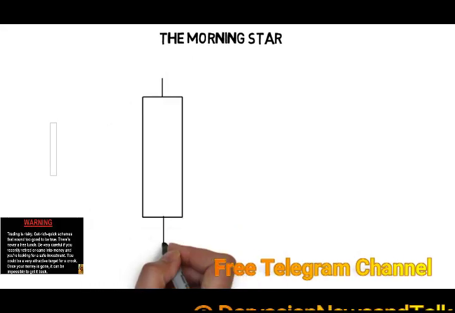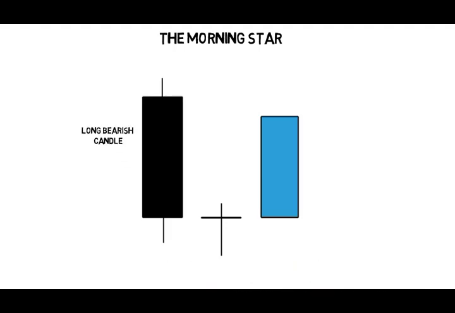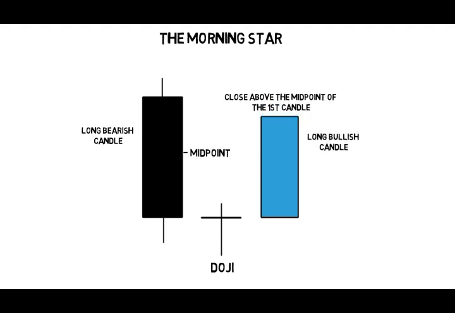The morning star is a 3 candlestick bullish reversal signal. The first candlestick is a long bearish one. The second candle is a small candle. Perfectly, it will be a doji, representing indecision in the market. And the third one is a long bullish candle that closes above the midpoint of the first candle.